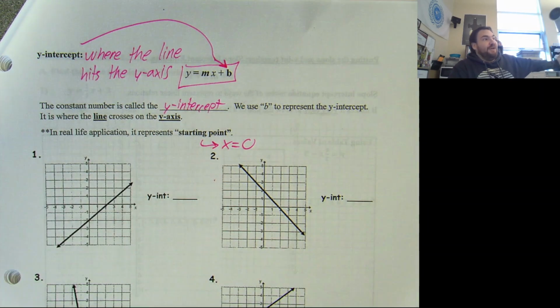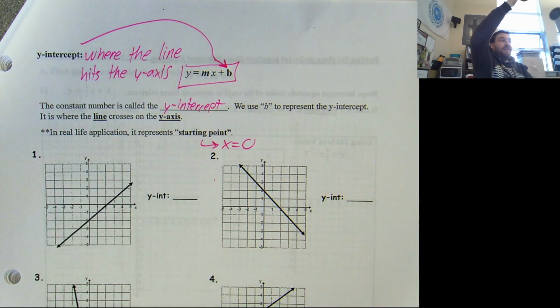So in all that stuff that we graphed 2 days ago, the plane was descending from 1,800 meters. At time 0, the plane was up at 1,800. That 1,800 represented where it started on the y-axis. I even have that. No, it's on the other booklet. That's okay.